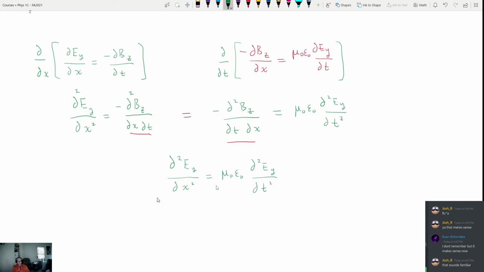Now, this is a differential equation, right? It's an equation that involves the derivatives of a function. In fact, it's a multivariable differential equation because this is a function of x and t, and this is a function of x and t. It's the same function, right? So the goal here would be to say, what is Ey equal to? And this equation allows us to solve for that because it has a general form that we recognize as what's known as a wave equation.